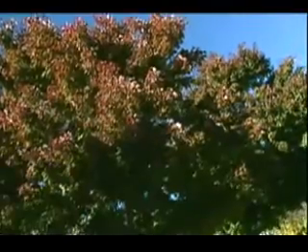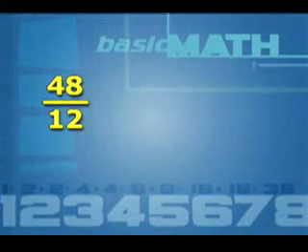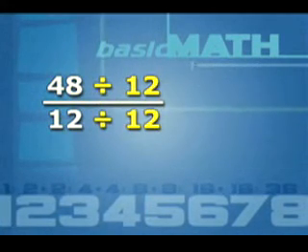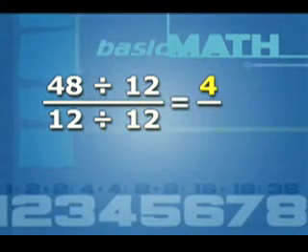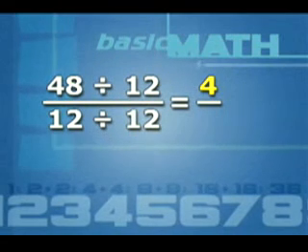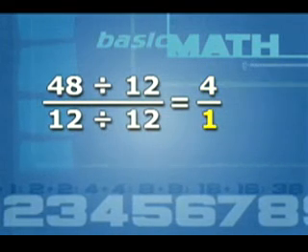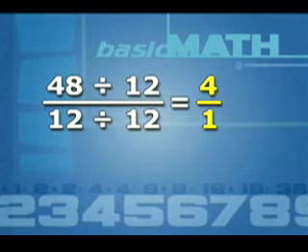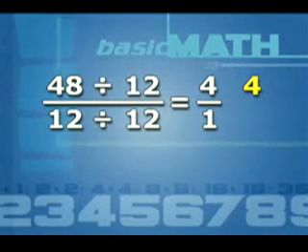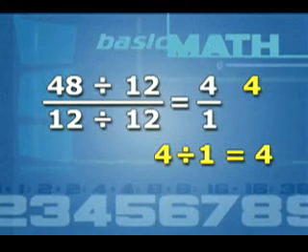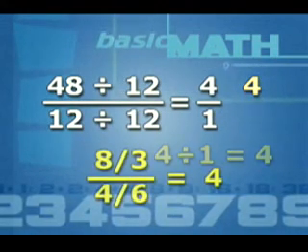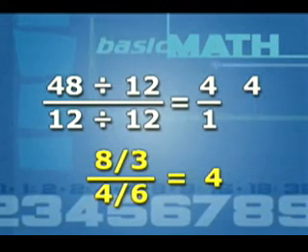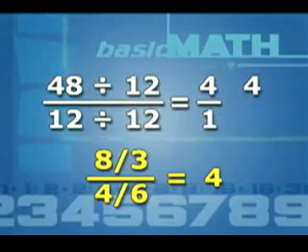We need to take one more step in this problem. 48/12 can be reduced because both numbers are divisible by 12. So we divide 48 by 12 to get 4, and then divide 12 into 12 to get 1. Our answer is 4 over 1, or just 4. Why just 4? Because 4 divided by 1 is 4. So the answer to 8/3 divided by 4/6 is 4.